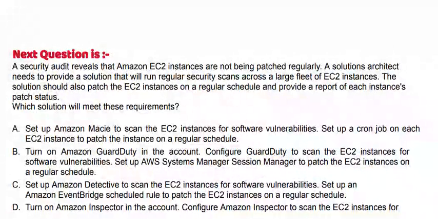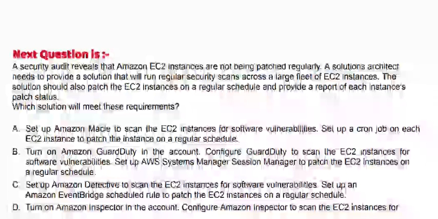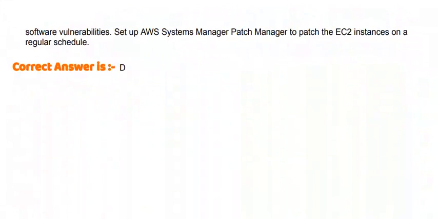Option C. Set up Amazon Detective to scan the EC2 instances for software vulnerabilities. Set up an Amazon EventBridge scheduled rule to patch the EC2 instances on a regular schedule. And option D. Turn on Amazon Inspector in the account. Configure Amazon Inspector to scan the EC2 instances for software vulnerabilities.